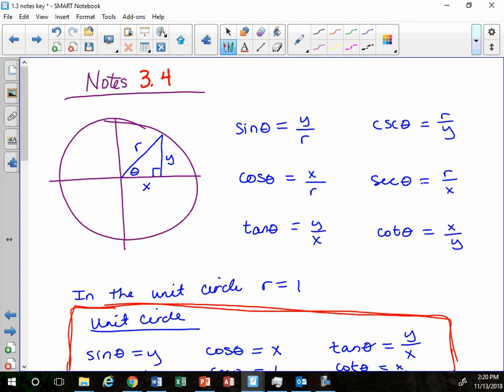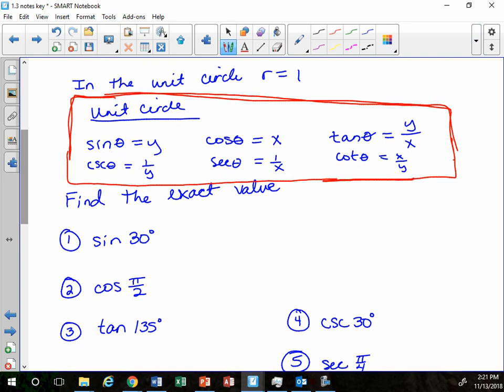If we are specific to the unit circle, how long is the radius in a unit circle? 1. So if I put y over 1, what does that equal? Just y, right? Y over 1 is y. So when we are in a unit circle, you don't have to do opposite over hypotenuse. You can just look at the y value for sine. Cosine is just the x value. Tangent is still y over x. And then this just means the reciprocal of y, the reciprocal of x, and x over y.